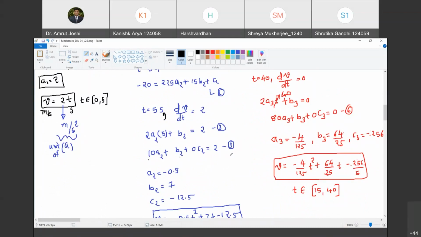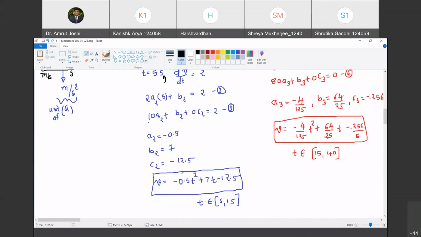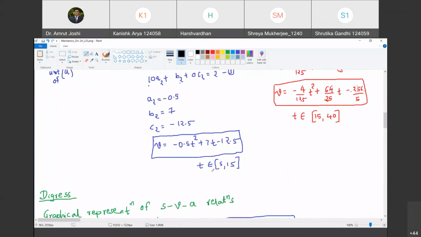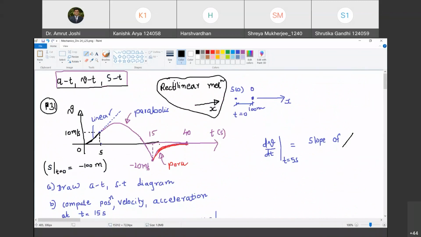Yes, sir. So now we can solve these three equations and get the values of a2, b2 and c2, and therefore we can substitute those values into this parent equation and write down the equation of velocity in the time belonging to the closed interval 5 to 15 seconds. Are you with me? Yes, sir. So v is equal to minus 0.5 t square plus 7t minus 12.5. Happy? Yes, sir. So we got the equation of velocity from range 5 to 15 seconds. Happy? Yes, sir. Now we need to find the equation of velocity from 15 to 40 seconds.